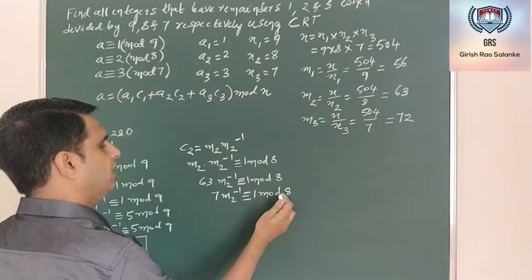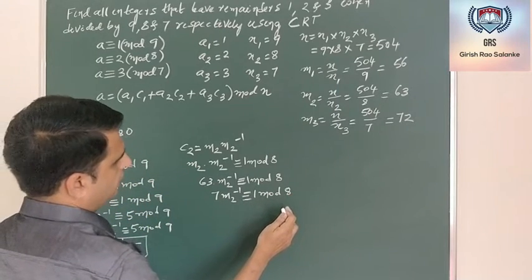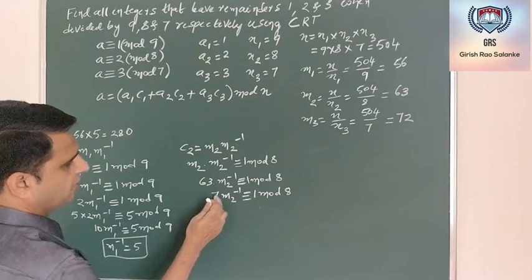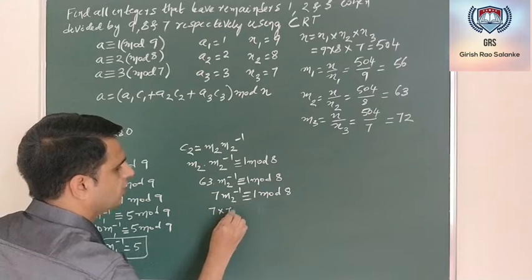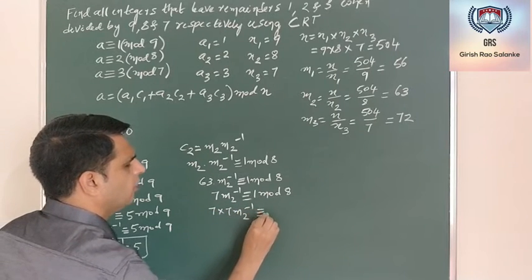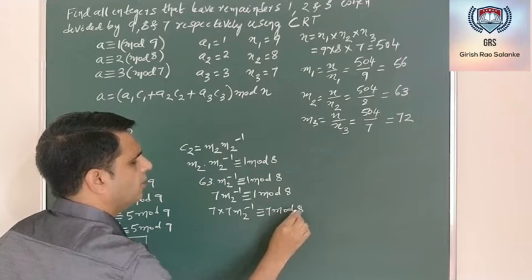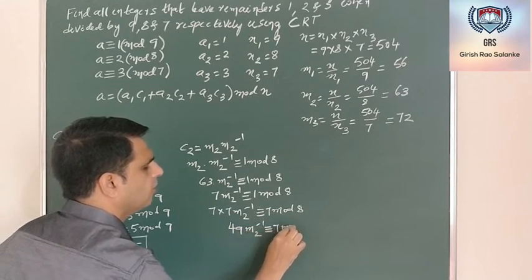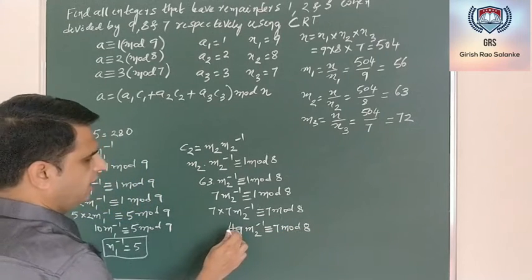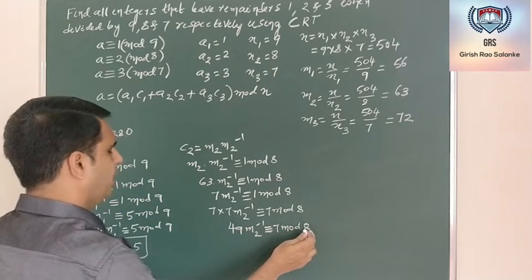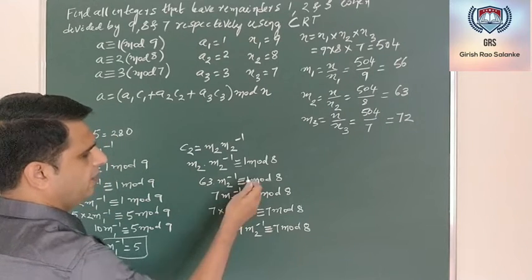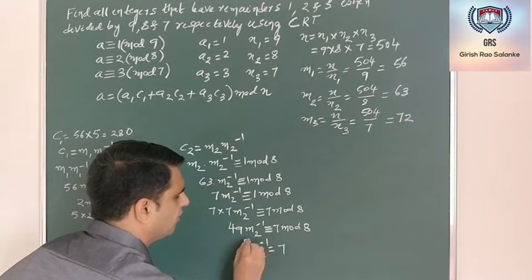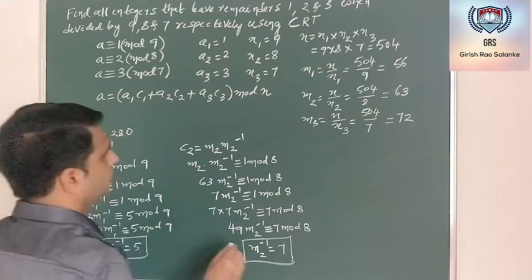So 7 times 6 is 42. 7 times 7 is 49. So multiply this by 7. 7 into 7 m2 inverse is congruent to 7 mod 8. So this is 49 m2 inverse congruent to 7 mod 8. Please check: 49 divided by 8 is 48, which gives me a remainder of 1. So there is no problem. So m2 inverse is equal to 7. Now I got m2 inverse.